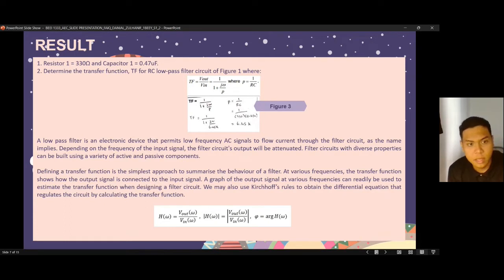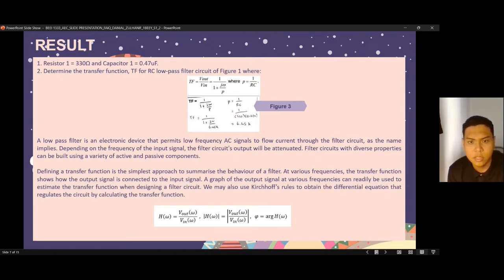A low-pass filter is an electronic device that permits low-frequency AC signals to flow through the filter circuit, as the name implies. Depending on the frequency of the input signal, the filter circuit's output will be attenuated. Filter circuits with diverse properties can be built using a variety of active and passive components. Defining a transfer function is the simplest approach to summarize the behavior of a filter. At various frequencies, the transfer function shows how the output signal is related to the input signal.